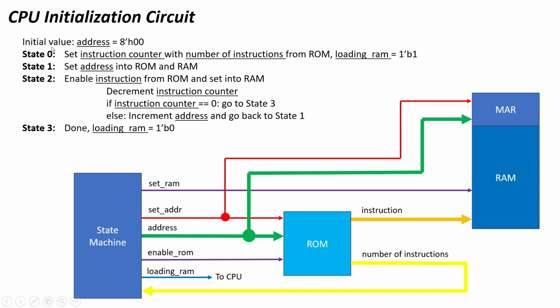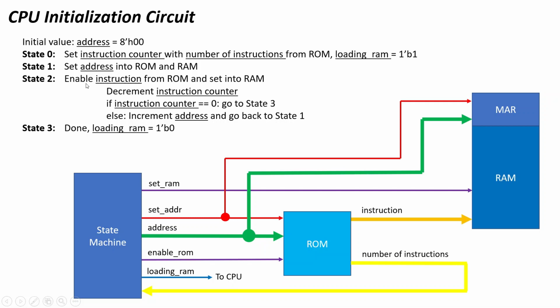When we first initialize, we're going to initialize the address to 0 because our instructions in ROM start at 0. We want to start those in RAM at 0. So we're going to set the address to ROM and RAM to the same address of 0. In state 0's initialization, we're going to set the instruction counter within the state machine to the number of instructions that comes from ROM. And then we're also going to set a loading RAM signal, which is a status signal to the CPU, which also drives multiplexers, which I'll show you in a second.